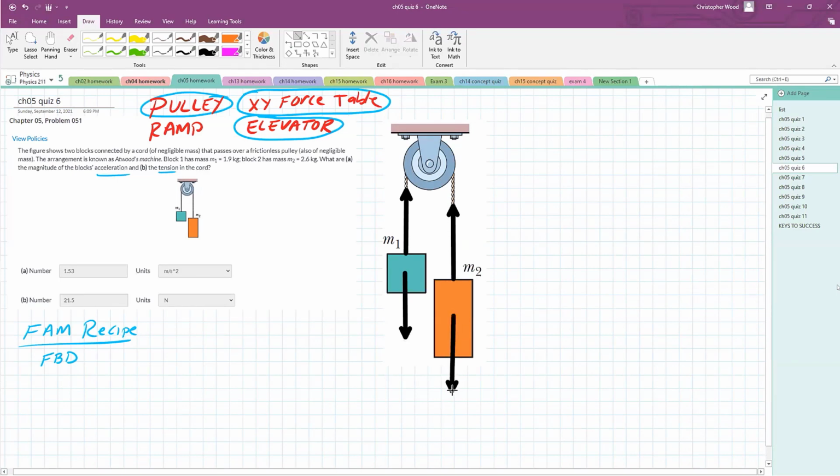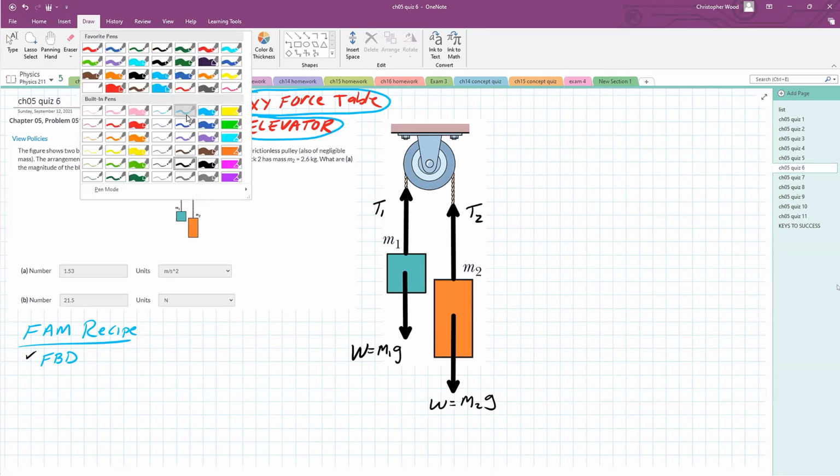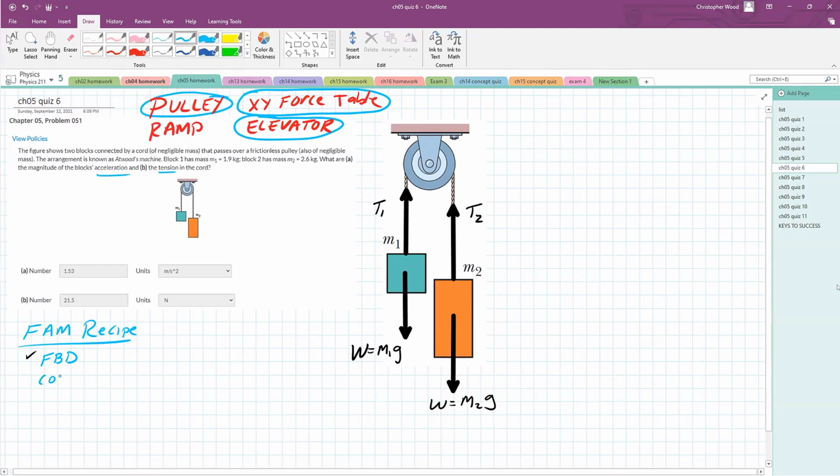And I better label this stuff. I'm going to call this tension acting on block 1. This is weight equals M1G. Similarly, for M2, I have tension pulling upward on block 2, and I have the weight pulling down on block 2, which is M2 times G. So I'm done with the free body diagram. What's next? Coordinate system.